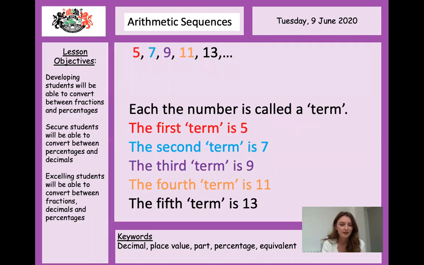Another important keyword in this is the word term. If we don't know or we've forgotten, each number is called a term. So the first term is 5, the second term is 7, the third term is 9. We call these numbers in a sequence terms. So if you hear me say that word, you know what I mean.